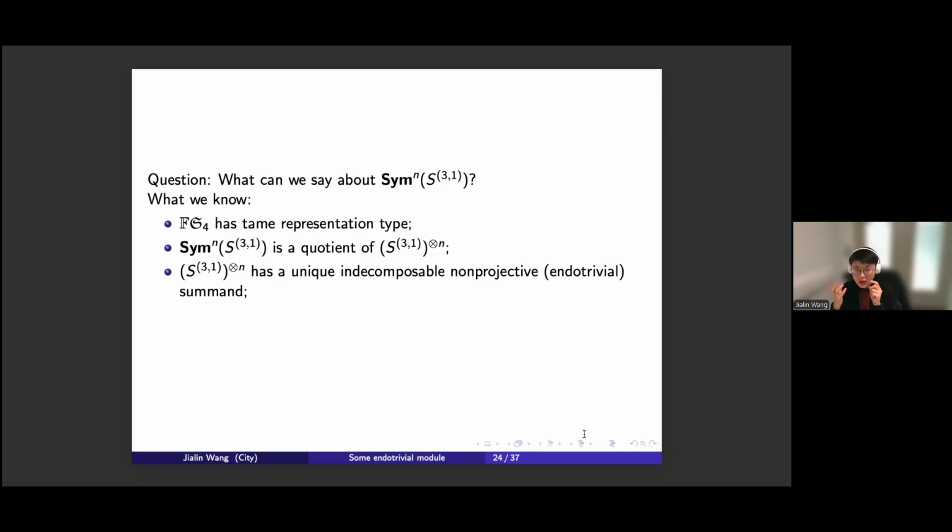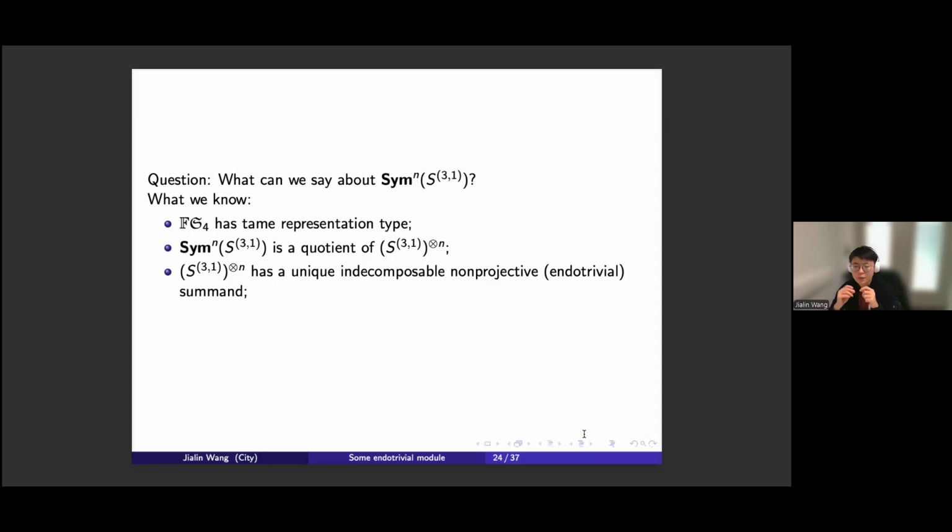And the nth symmetric power is always a quotient of the nth tensor power. So it tells you there may be a way to understand the nth symmetric power, since the nth tensor power is quite straightforward. You only have one thing that is not projective.